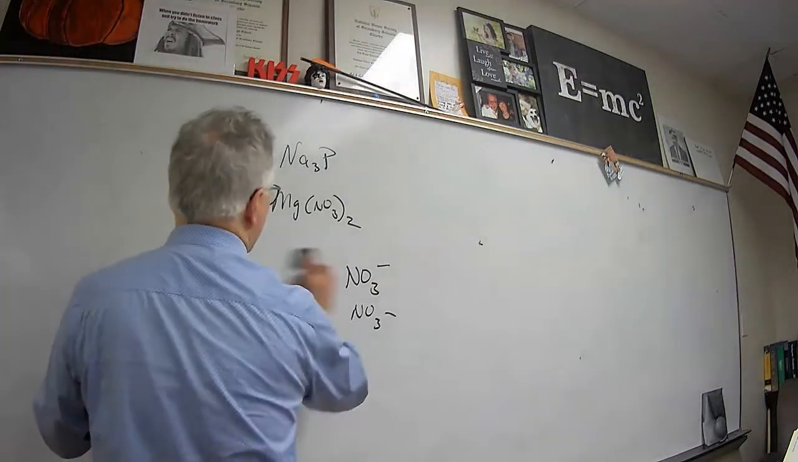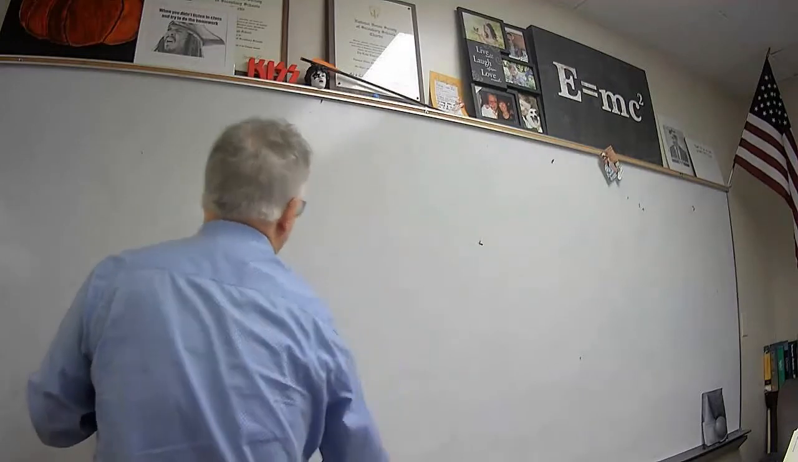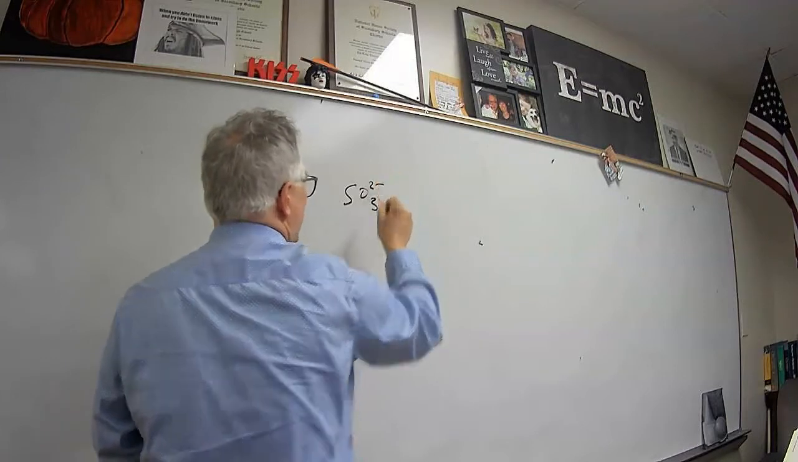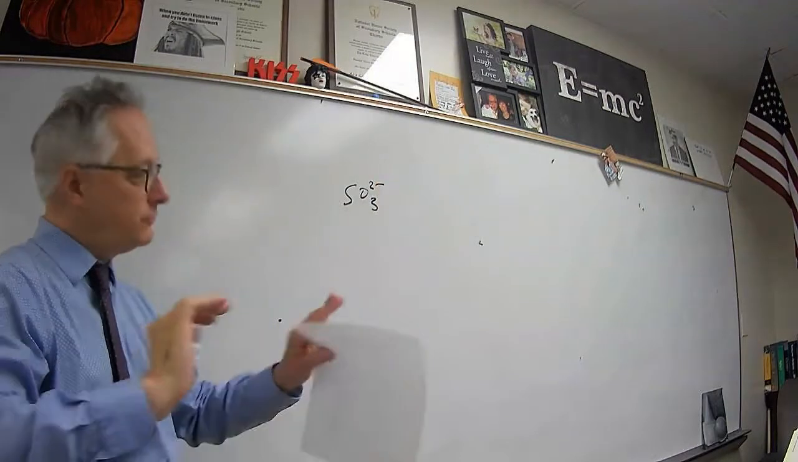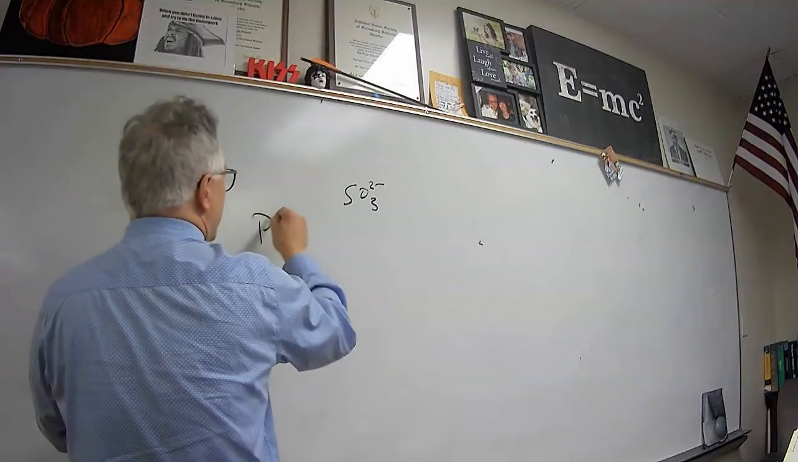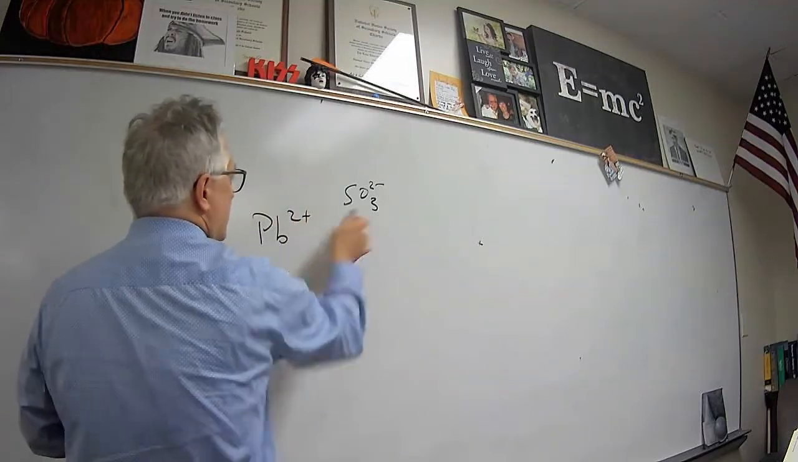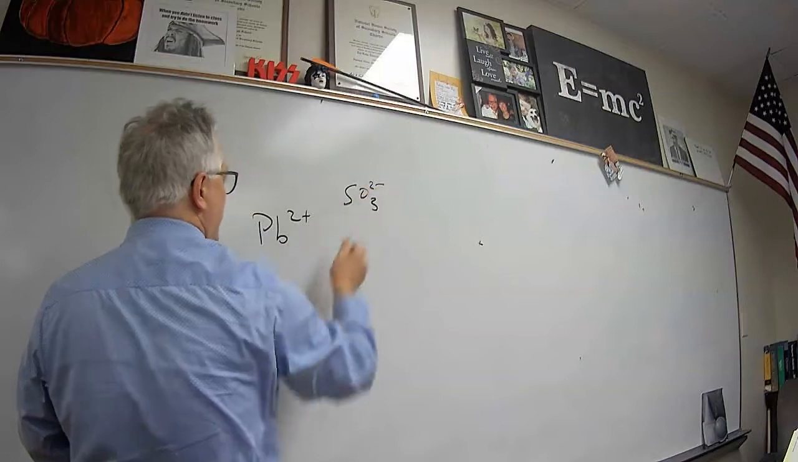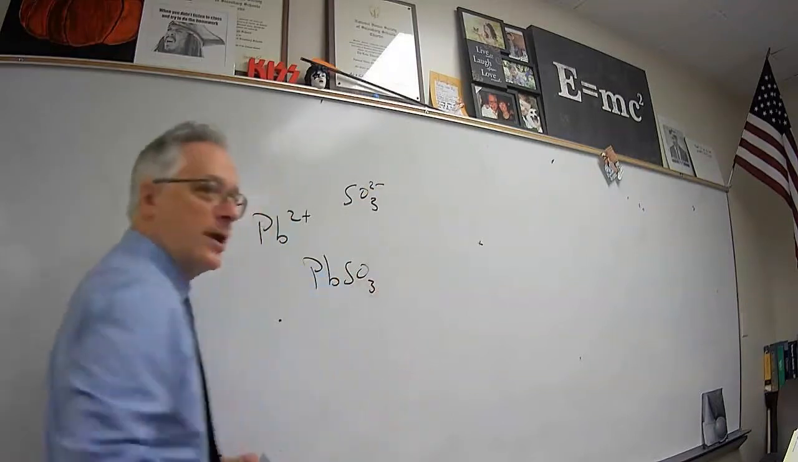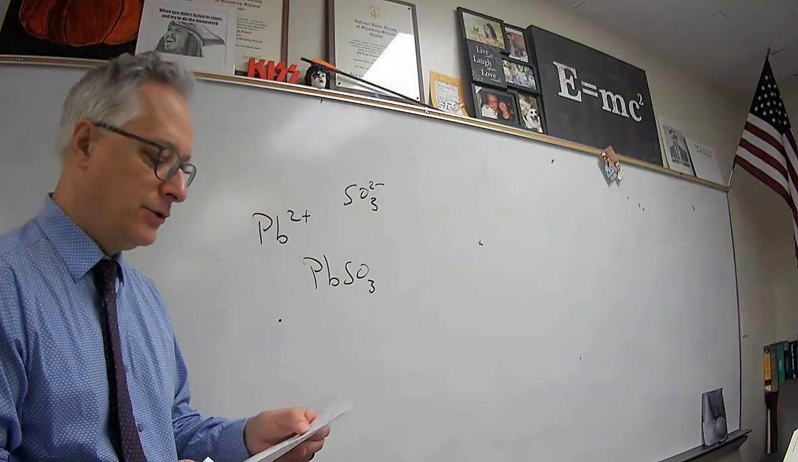Lead 2 sulfite. Sulfite is SO3 with a -2 charge on it, and you don't have to guess, it just comes from your table. Lead 2 means that lead has a +2 charge on it. So luckily, that has a +2, that has a -2. So there's your chemical compound, lead 2 sulfite.